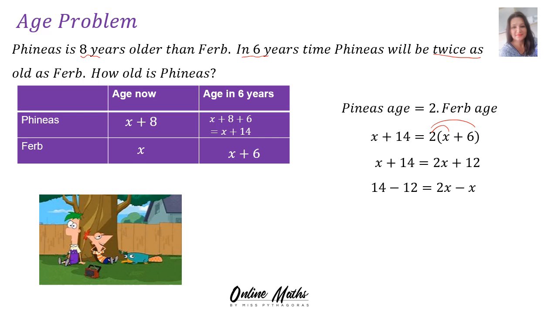Therefore, 14 minus 12 is 2x minus x. And then 14 minus 12 is 2, which is equal to x. Therefore, Ferb is x, therefore he's 2 years old. And Phineas is x plus 8, which is 2 plus 8. He is 10 years old.